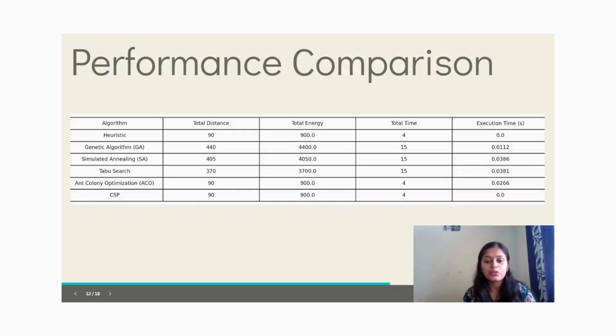Simulated annealing and Tabu Search took a bit longer, around 0.038 seconds, because of their iterative nature. Genetic algorithm performed the slowest and produced the highest total distance and energy consumed, indicating a need for better parameter tuning. In conclusion, for our problem instance, heuristic, CSP, and ant colony optimization were the most efficient choices. And now, to summarize some of the most interesting insights we gathered from these experiments, let's hand it over to Manoranjan. He will explain the next slide.